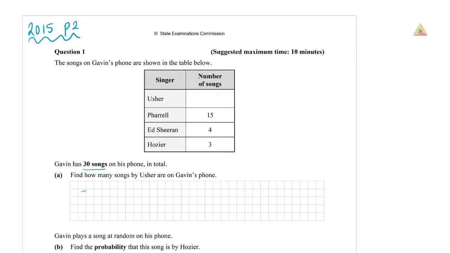So we have a total of 30. If we take away the other number of songs, we'll get what's left over, which will give us the number of Usher songs. So it's going to be 30 take away 15 plus 4 plus 3, and that's going to be 30 take away 22. You can put that straight into the calculator and the answer is 8. So we can fill in 8 there in the place of Usher. So we'll go on to part B.